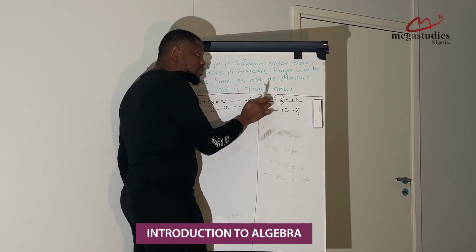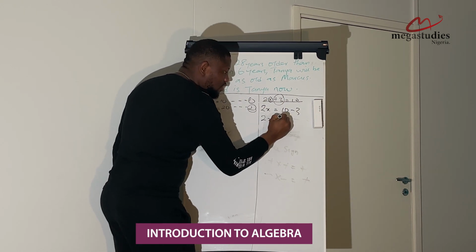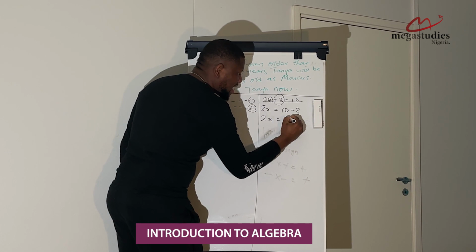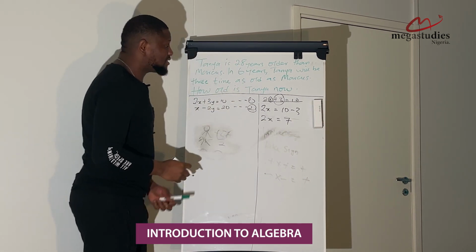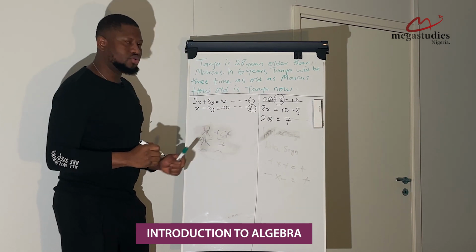Plus 3 is before the equal to sign, but here it's after, so it will change to minus 3. It will be 2x equals 10 minus 3. We have 7. Now, in mathematics, we are looking for the value of x, not 2. We are looking for the value of x.